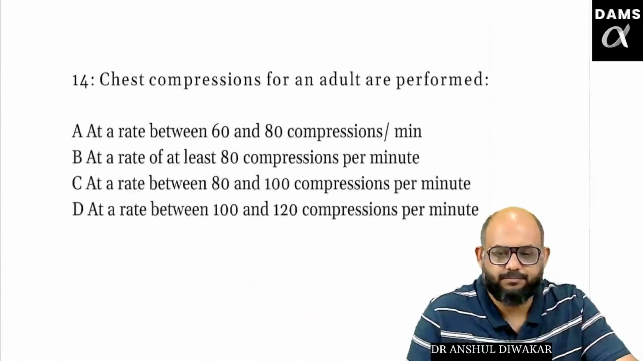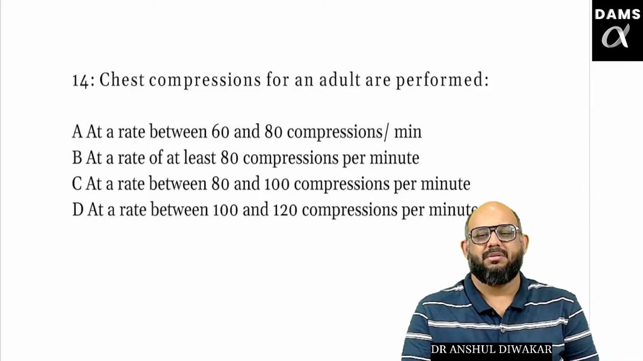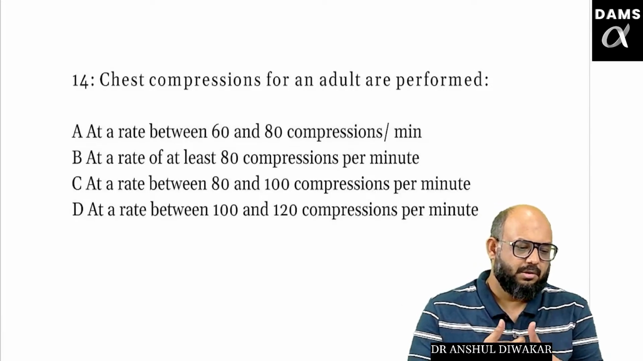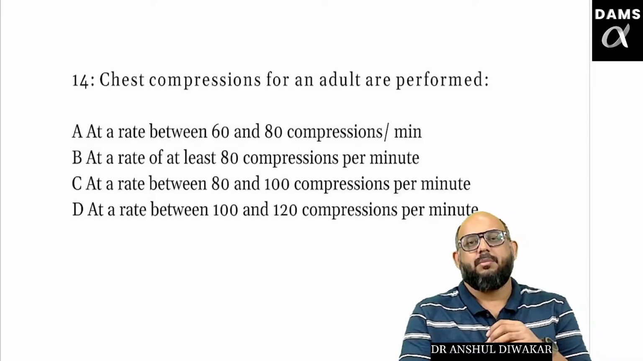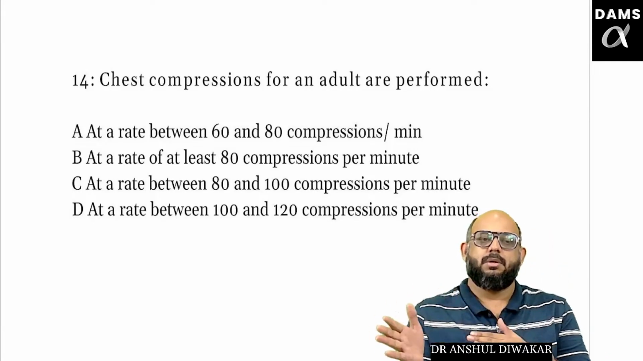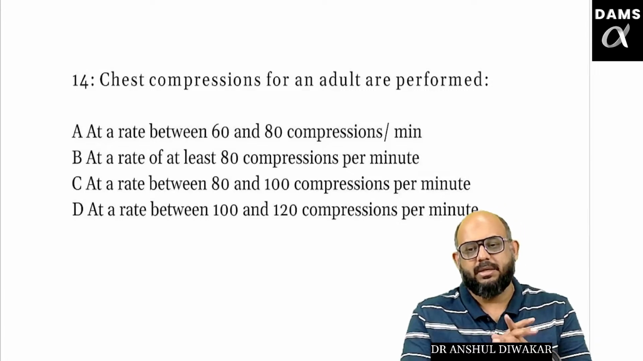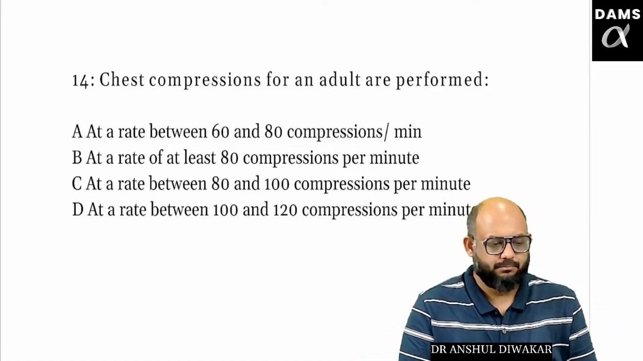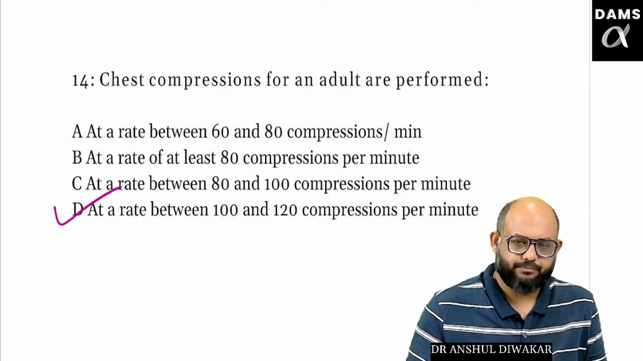14. Chest compressions for an adult are performed at. Now, this is a very straightforward question. You know the answer. What is the answer? See, when you say cardiac arrest, that is sudden and abrupt fall to zero. But fall doesn't mean zero. Fall means drop. The EtCO2 was 40, suddenly dropped to 12. Fall. That is a flat capnogram. Any doubts?